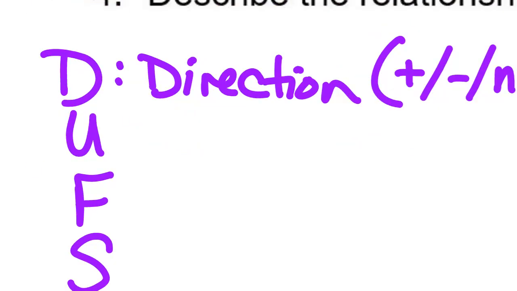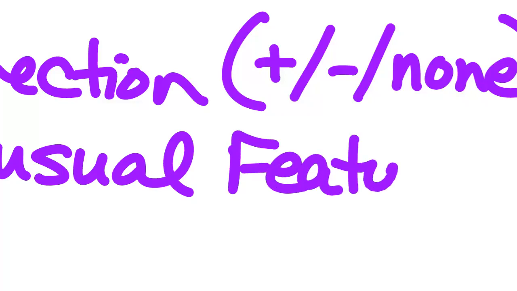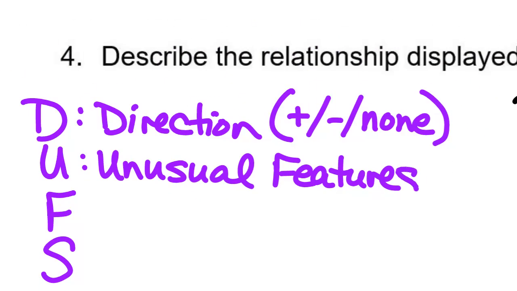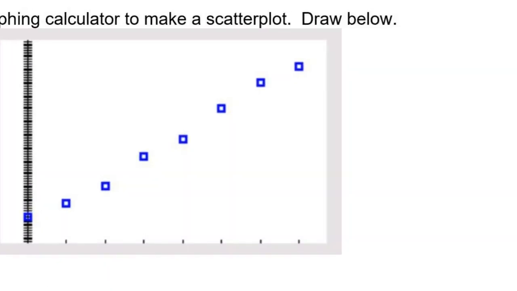U stands for unusual features. So I don't have any on my graph, but let's just imagine for a moment that I recorded really wrong and this guy was actually way down here. Do you see how that's way out of the pattern of the rest of them? That would be an unusual feature that I would want to mention. At 6 rubber bands, there was this unusually low distance traveled of 28 centimeters.